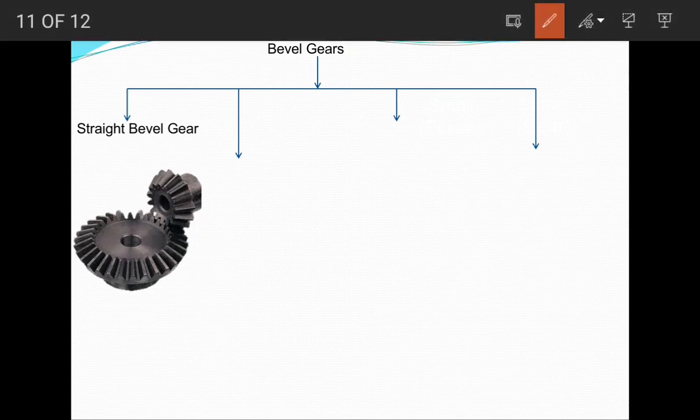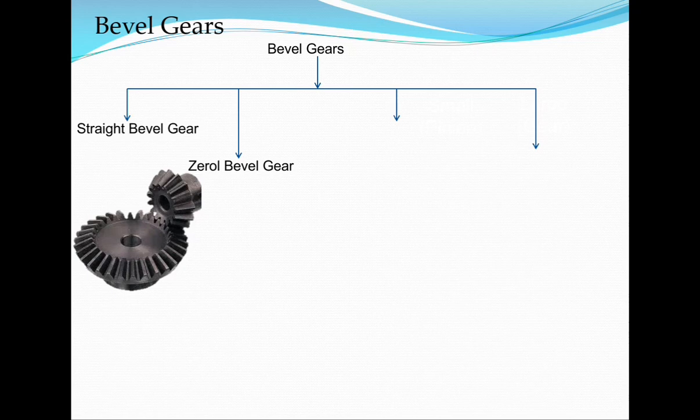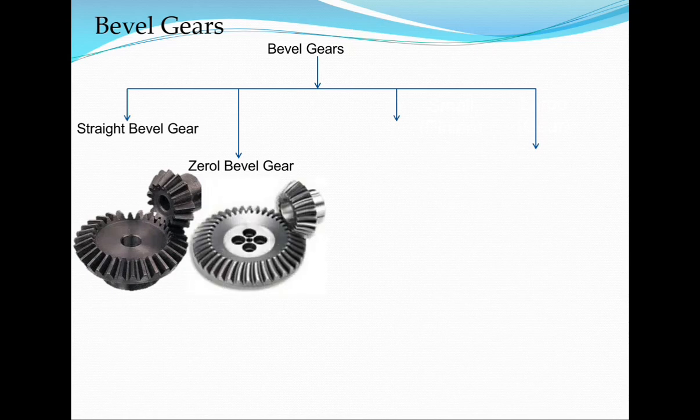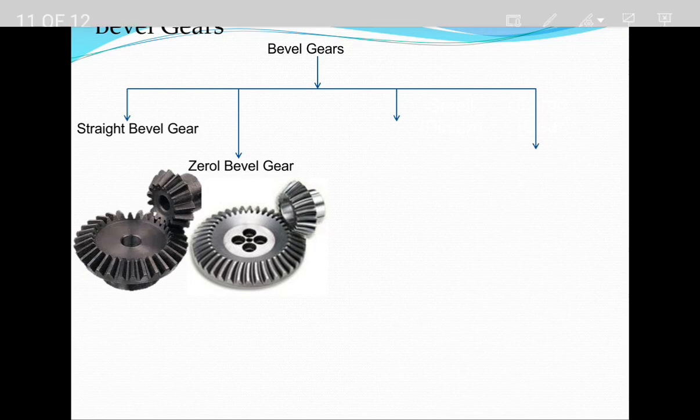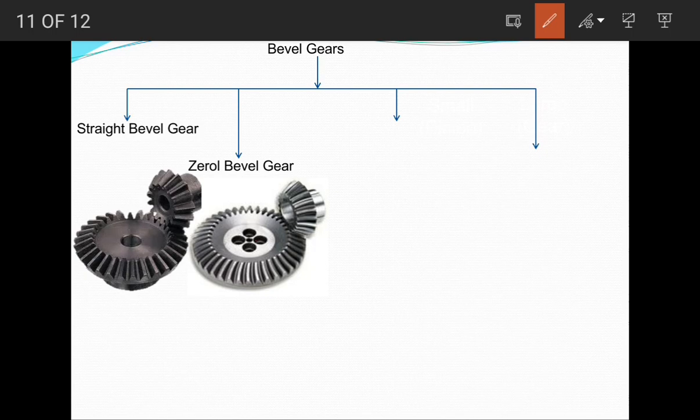Here, the teeth profiles are straight in nature. See, these are straight in nature. So this is known as straight bevel gears. You see the zerol bevel gears. In zerol bevel gears, the best part is that though the teeth are curved in nature, they have no helix angle. If you see the helix angle here, the helix angle is 0. This is the difference between spiral bevel gear and zerol bevel gear: zerol bevel gear teeth are curved in nature but have no helix angle.